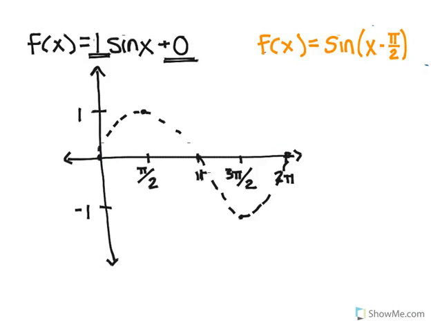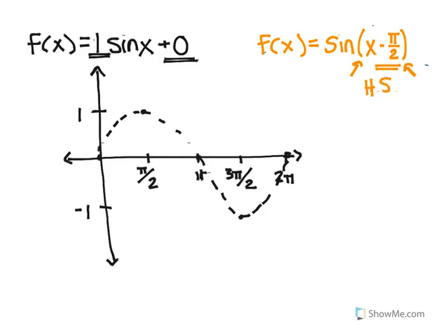Our last transformation that we're going to take a look at is the horizontal shift. So this is where you have a value being added or subtracted to your x, to your theta, inside grouping symbols. You've got to have the parentheses here to know that it's a horizontal shift. And I abbreviate that as horizontal shift, HS.